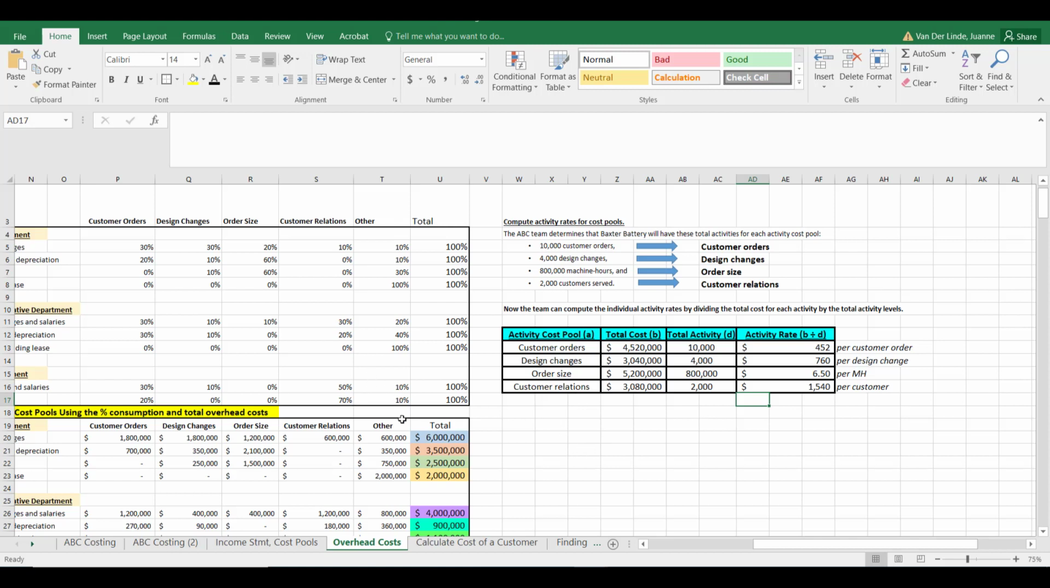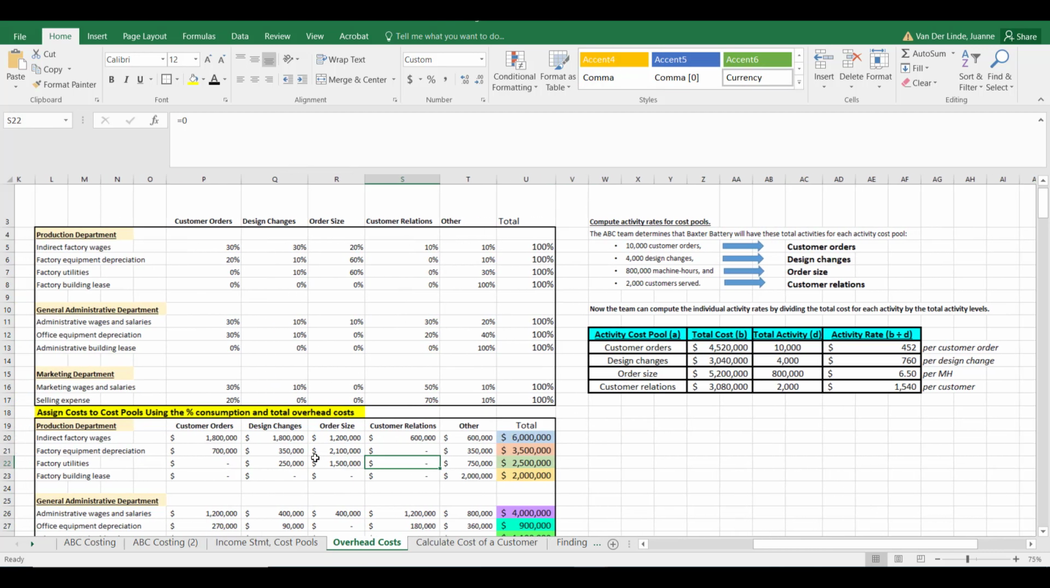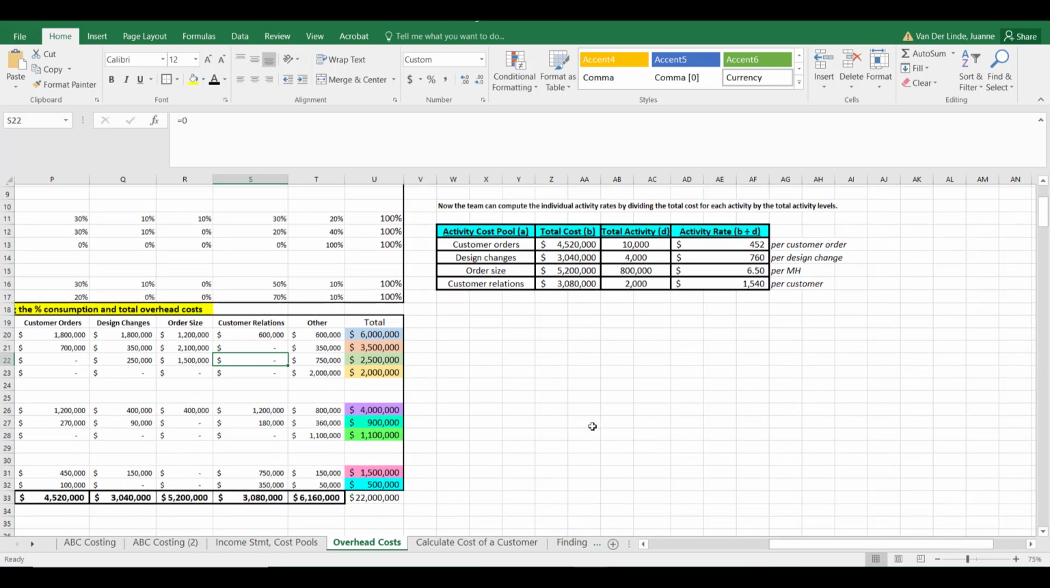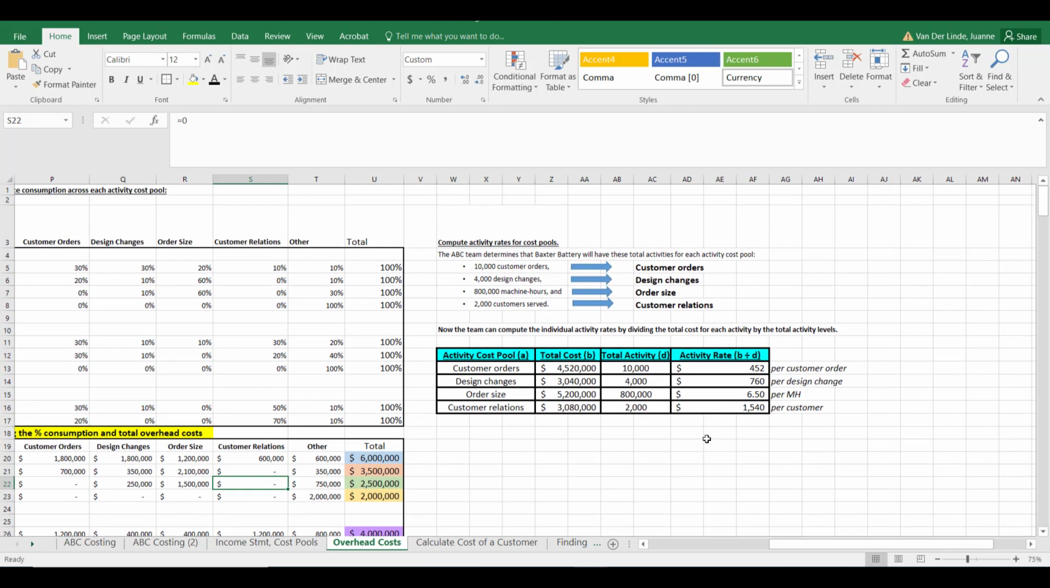So we've now successfully figured out how much overhead to not only allocate to each cost pool, but we've also taken that information a step further and found the activity rate for each cost pool. So we're going to pause here and we're going to continue on and use these numbers here to calculate the total cost of a given customer and the customer margin, and then later on the total cost of all the products and the product margin.